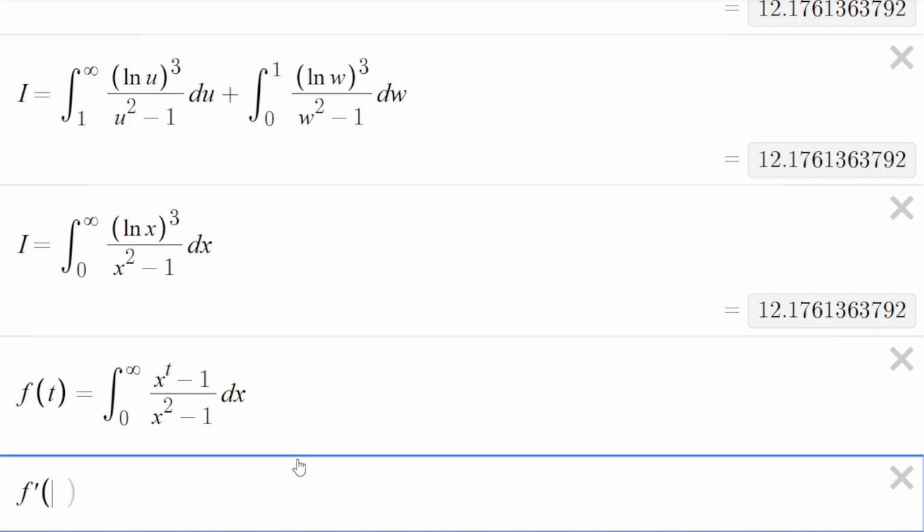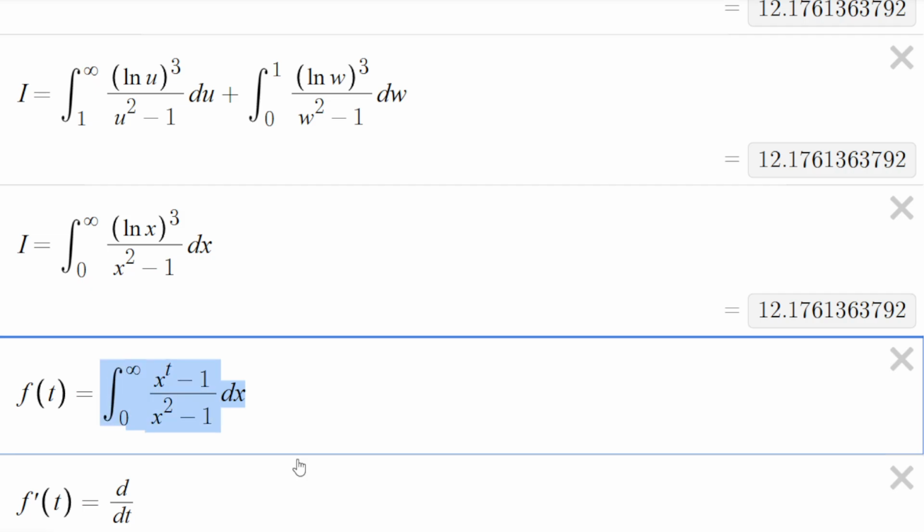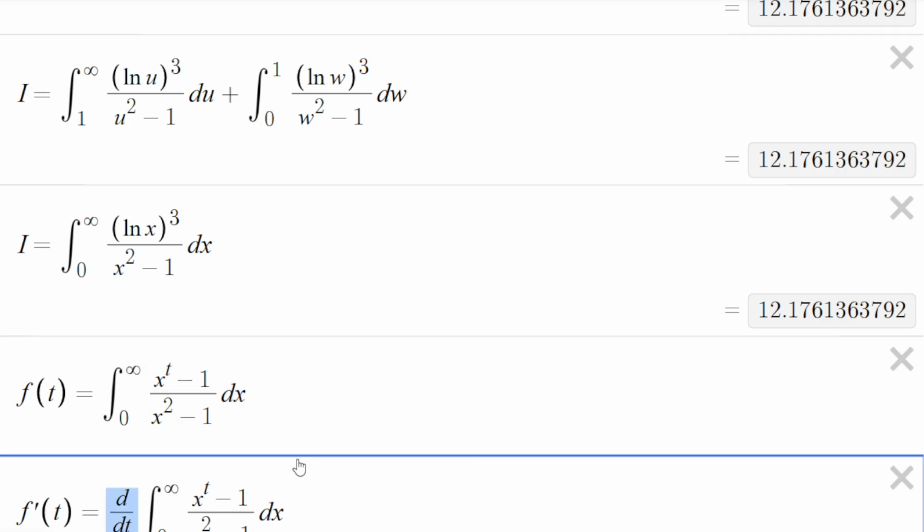So f prime of t is going to be equal to the derivative with respect to t of this. And the Leibniz rule says that you can bring this derivative inside as a partial. All right, now taking the partial with respect to t of this, the only thing that depends on t is literally this. So this part is going to drop out, and this is going to be held constant. So we just take the derivative with respect to t of that part, which is x to the t times the natural log of the base, which in this case is x.